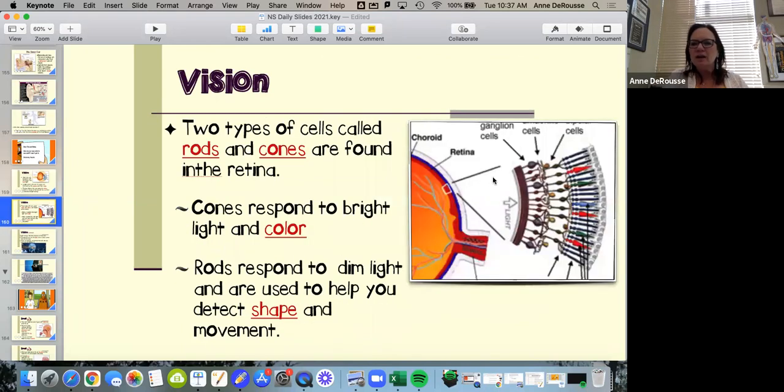So here's the retina, and what you're seeing along here are these. And the cones respond to color, and the rods respond to dim light, and they help you detect shape. You do not have to remember which does which. You need to know the rods and cones are the receptors, but you don't have to know the difference between the two.